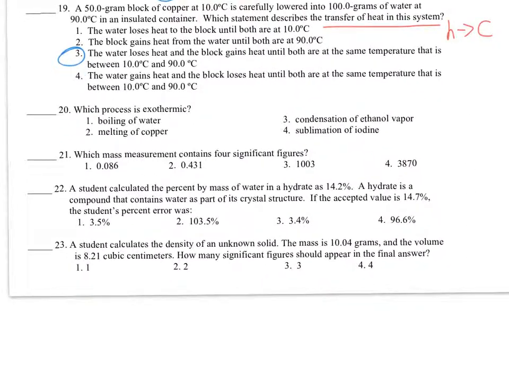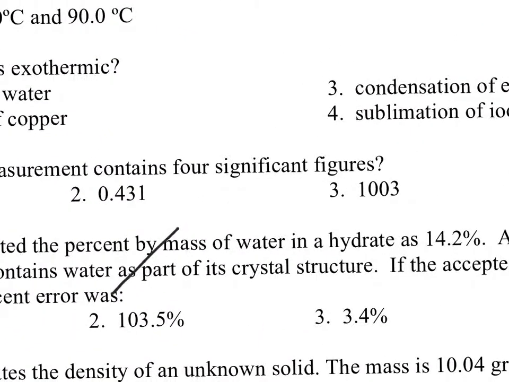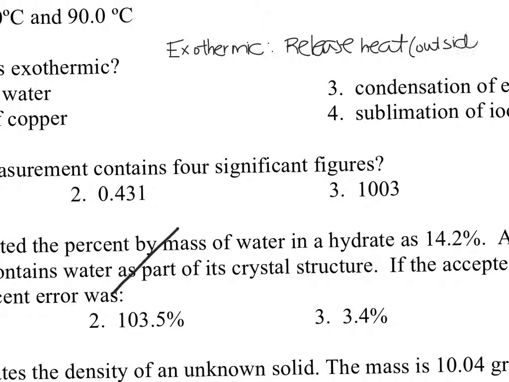20. Which process is exothermic? Good opportunity to define the word exothermic. So we have exothermic, and it means release heat. It pushes it outside. That would also mean that heat is a product of the reaction.